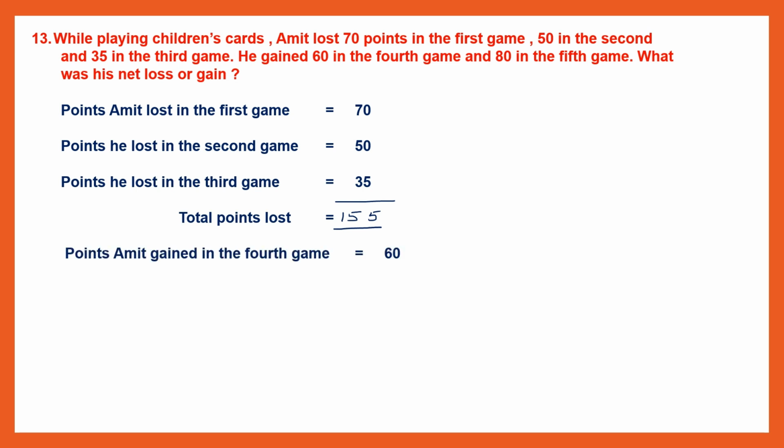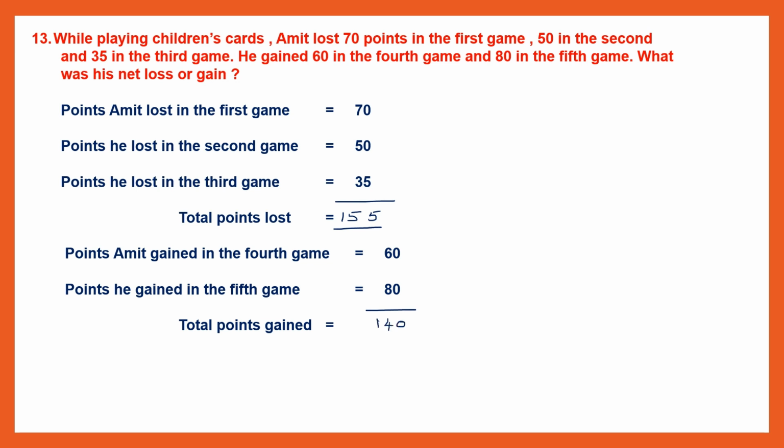So points Amit gained in the fourth game is 60. So in the fourth game he gained points, he did not lose. Gaining means opposite of losing. So he gained 60 points in the fourth game. In the fifth game he got 80 points. Now we have to find the total points gained. So let's add up these two and see. So when you add up these two, 60 plus 80 is 140. So here can you see he lost 15 points and he gained 140 points.